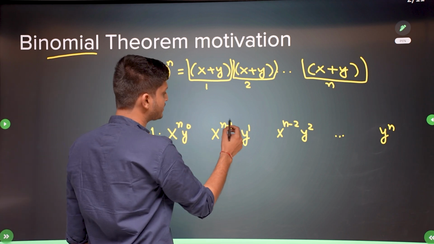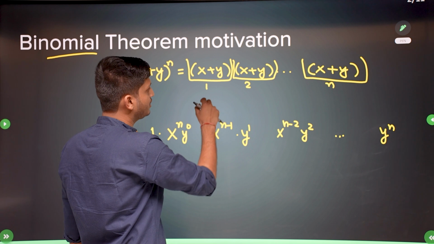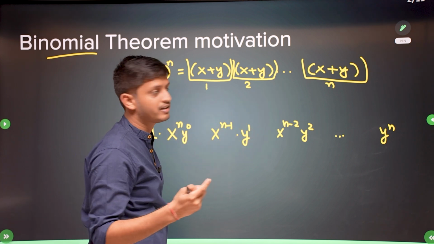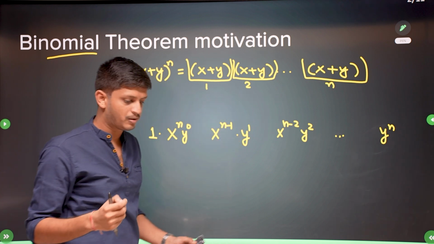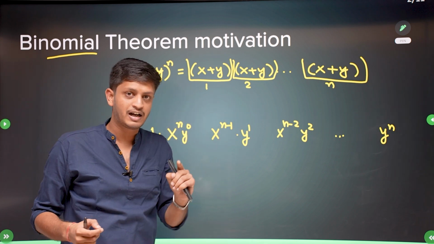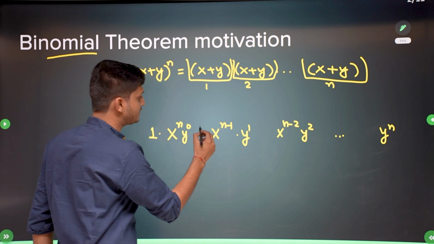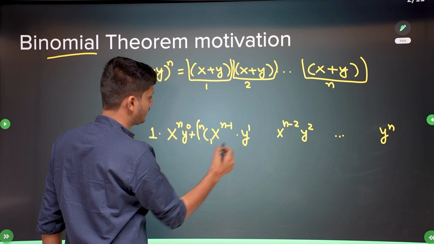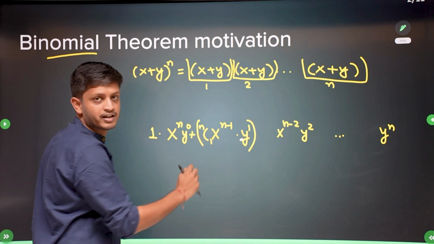In how many ways can I select n minus 1 x's and 1 y? So basically what you are doing is, from n minus 1 containers you are choosing x, and from only one container you are choosing y. So you choose that one container from which you are taking y. See, the simpler problem to think about is, in how many ways can I choose one container, and from that one container I will take y, and from all other containers I will take x's. So there are nC1 ways in which I can choose that container from which I am taking y.